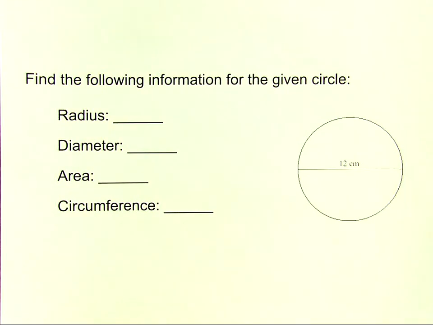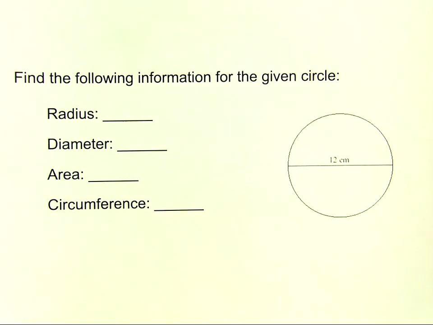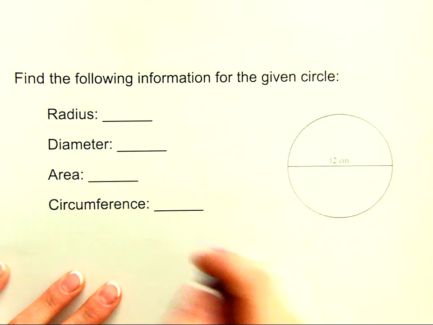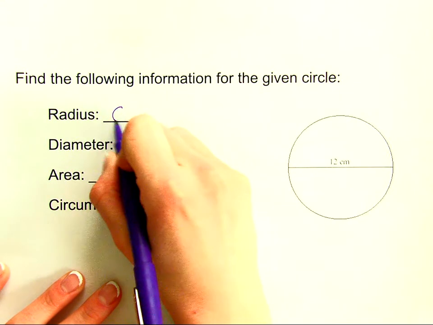So last part of the video, try this last problem. Fill in these 4 things about the circle given. All right, so this time I gave you the distance all the way across, which is the diameter. So the radius is going to be half of that.